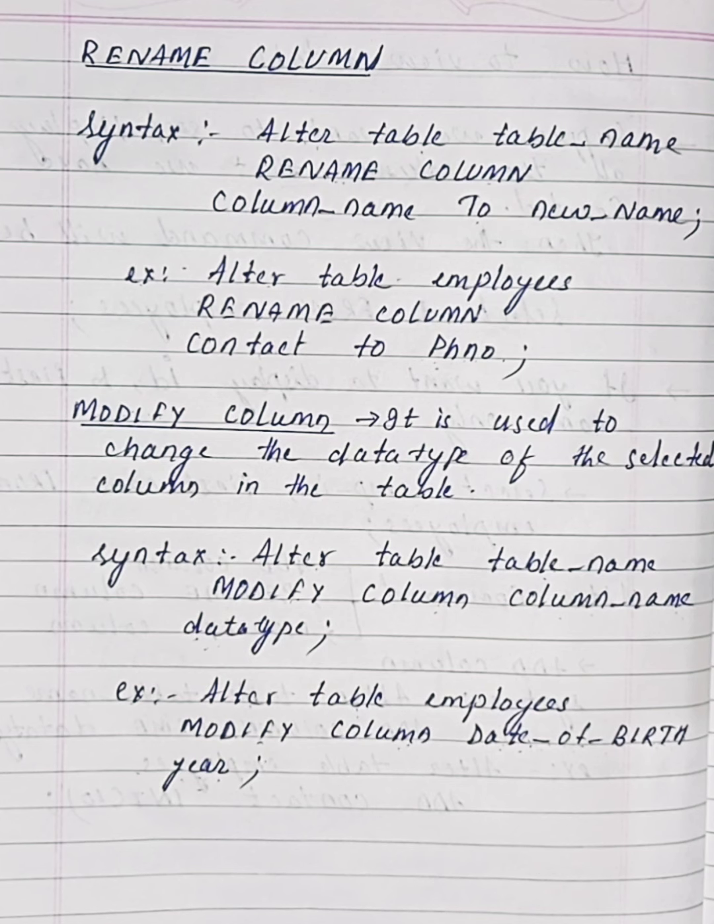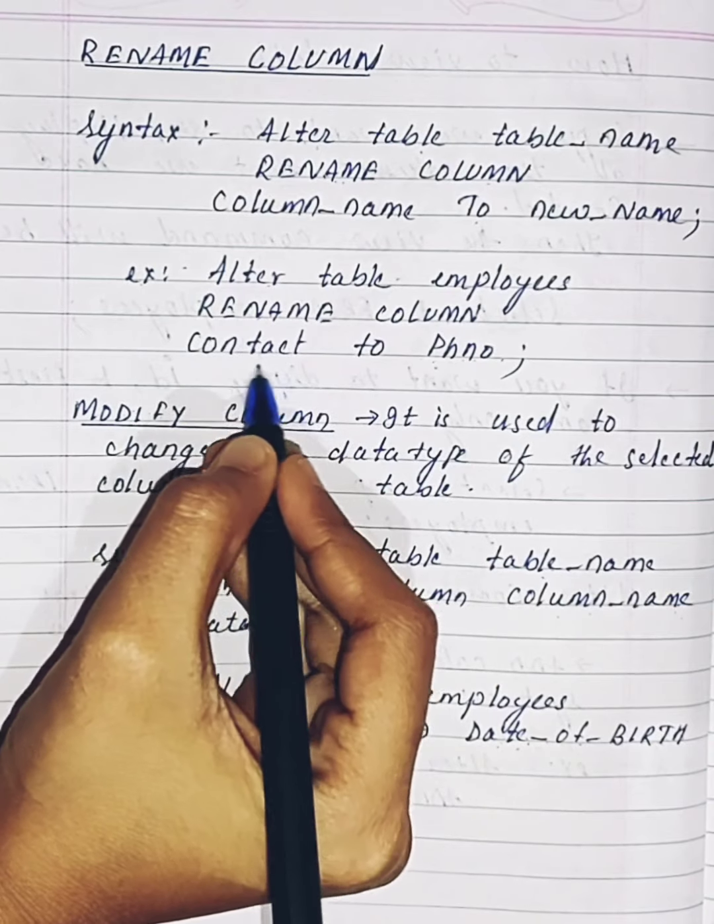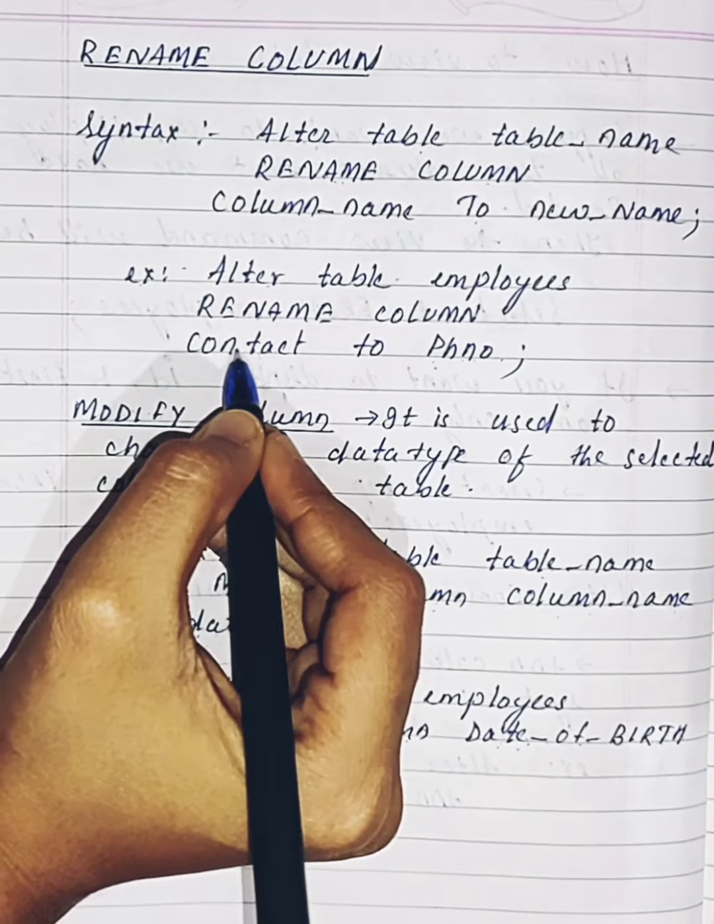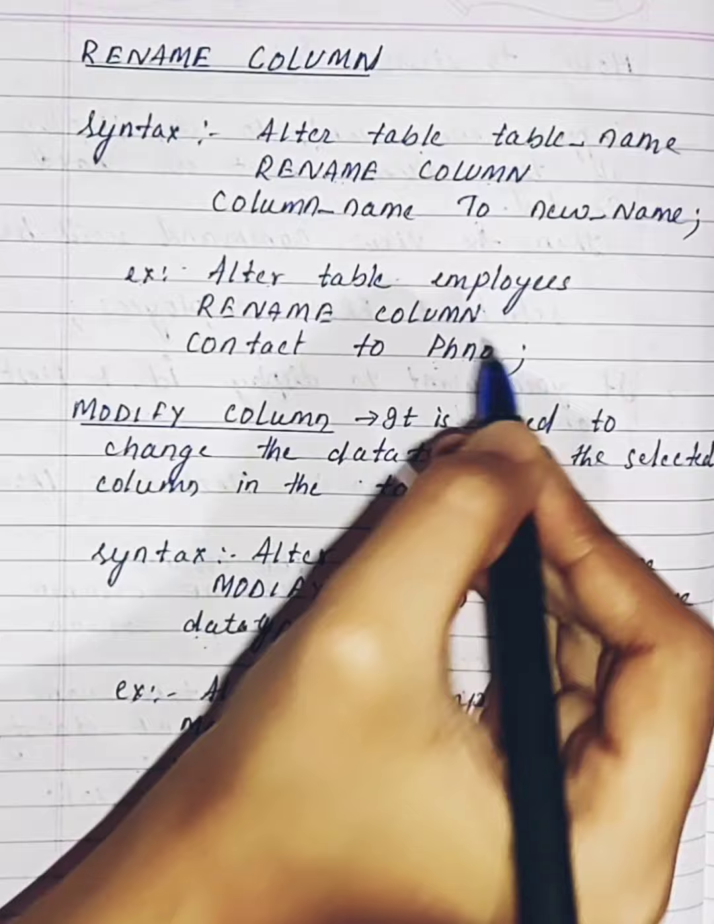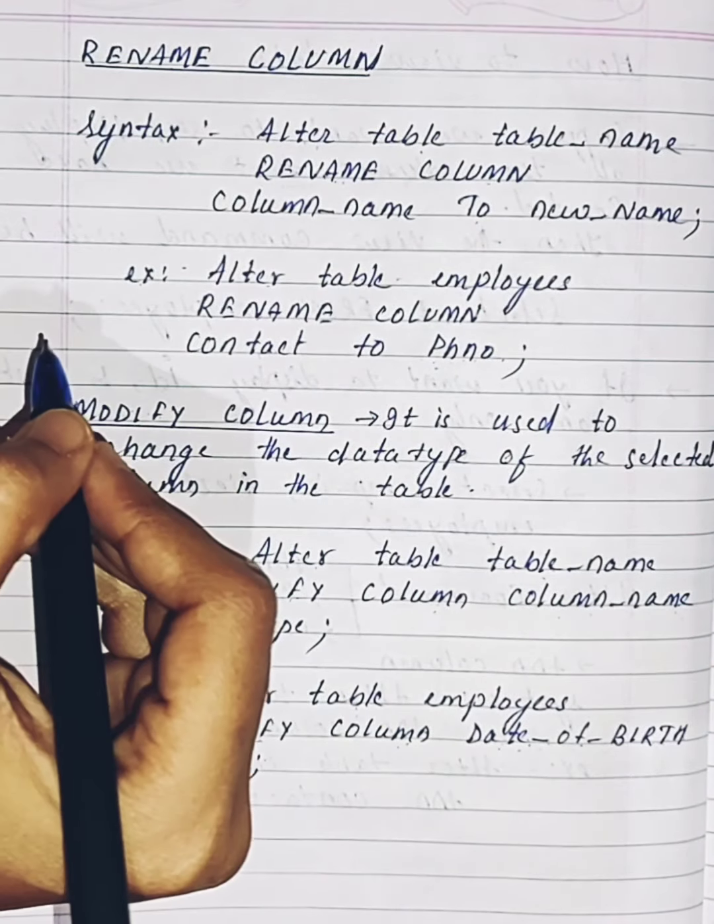Now moving ahead to rename column. Rename column will change the name of the selected column in our table. Suppose earlier in the table we have created one new column, that is contact. Suppose we want to change this column name from contact to phone number. So what will we write?